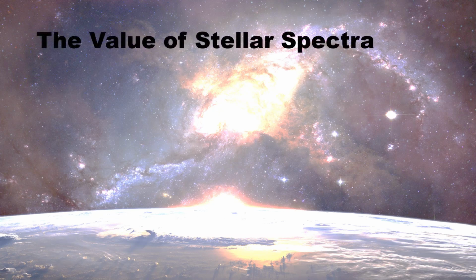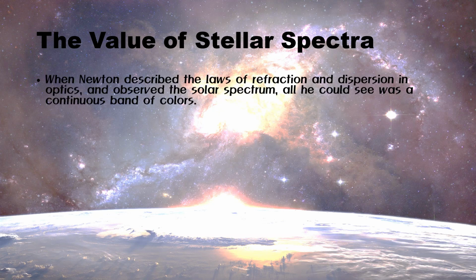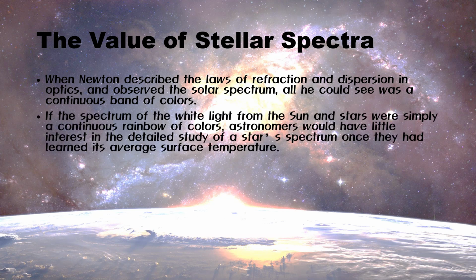Now, what value does this have for looking at the cosmos? So if we were to say, okay, let's look at this spectrum, but through the cosmic lens, what are we going to use it for? Well, when Newton described the laws of refraction and dispersion in the various optics that he was using, and then he observed the solar spectrum from our own sun, all he could see at that time was just a continuous band of colors.